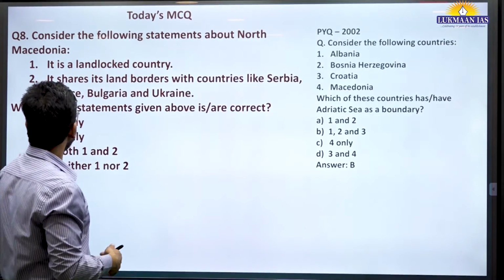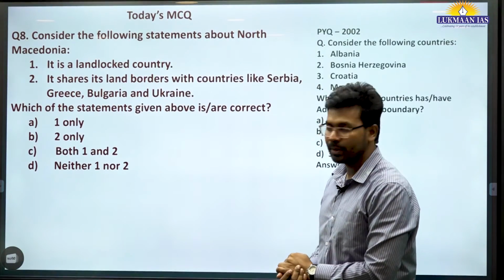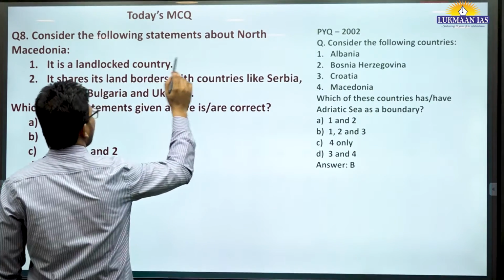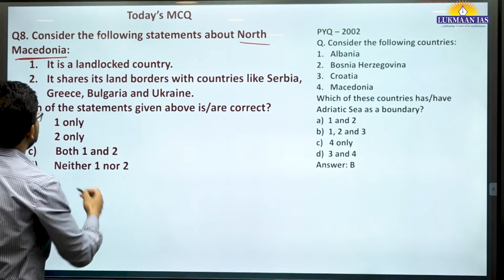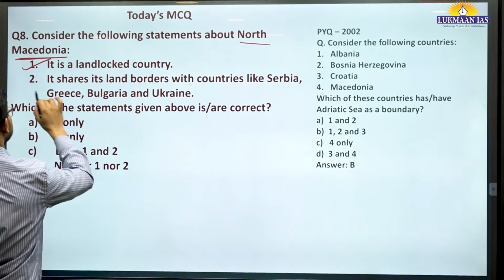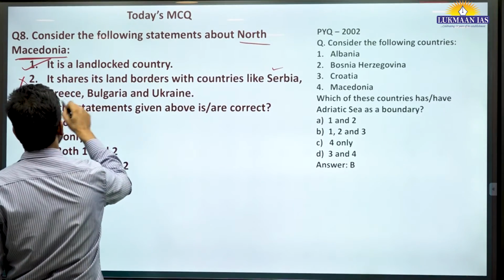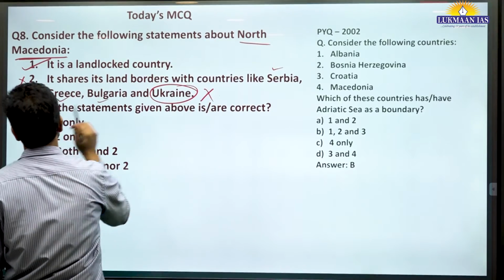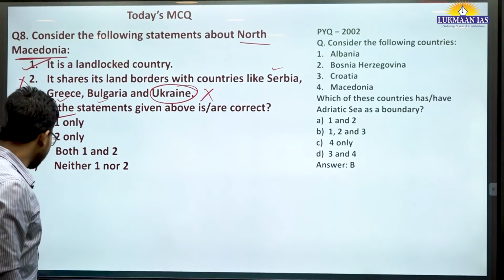Now let us talk about another question. This question is question number 8. It says, consider the following statements about North Macedonia. It is a landlocked country. This is correct. It shares its borders with countries like Serbia, Greece, Bulgaria, and Ukraine. It shares a border with Serbia, Greece, Bulgaria, but not with Ukraine. So that's why this statement is wrong. So the correct answer is option A.